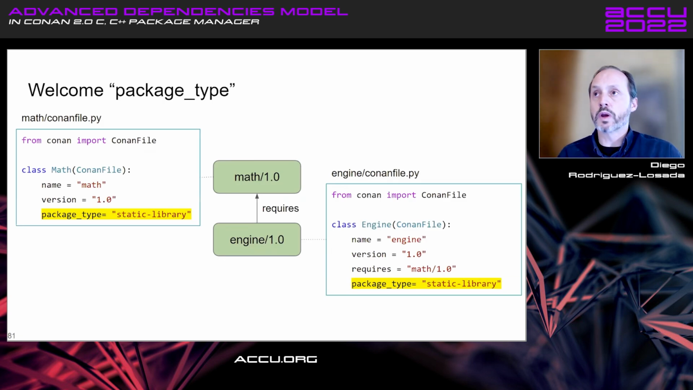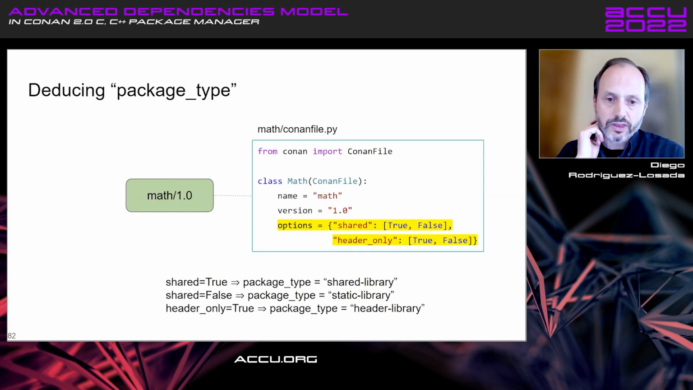And this is where we welcome another addition to the model in Conan 2.0: the package type. The package type is just a class attribute that we can define in our recipes. So we can add in math package type equal static library, and we can also add in engine package type equal static library, something like that.